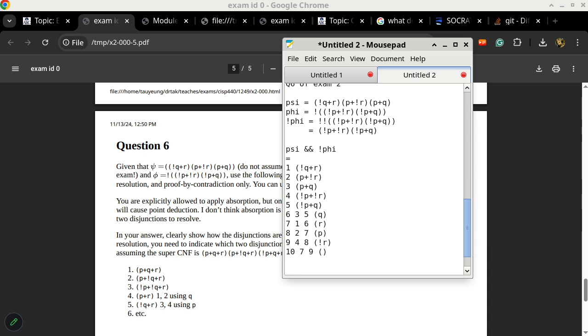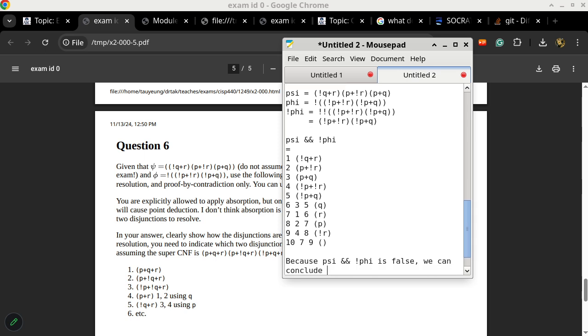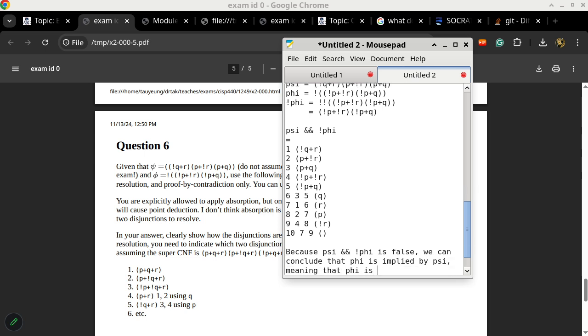To give the complete answer, I have to say that because psi and not phi is false, we can conclude that phi is implied by psi, meaning that phi is a theorem of psi. You don't have to be wordy like me, but you still have to give me the reasoning of your conclusion, and the conclusion statement itself has to be correct. Some people just say, oh, this means phi is true. No, phi is not true. We just know that phi is a theorem of psi. It says if psi is true, then phi also has to be true. But I didn't tell you anything about whether psi is true or not. So you can only conclude that phi is a theorem of psi.